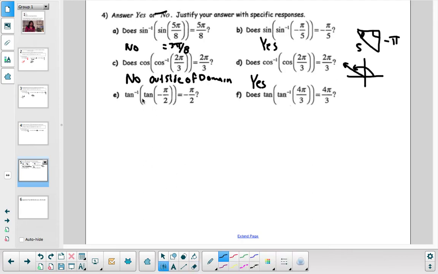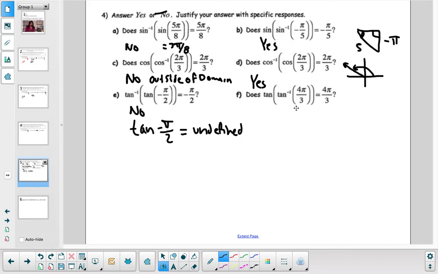On the next one, inverse tan of negative pi over 2. This one's undefined. I can't take inverse tan of an undefined value. So this is no, because this doesn't exist. I can't take tangent of negative pi over 2. Other than that, it seems like it would work. It should be fine, but it doesn't pass through the inside function, so it can't go through the second function if it doesn't go through the first function. For all that, this is going to be no.